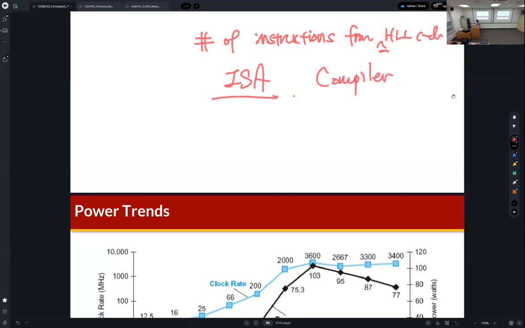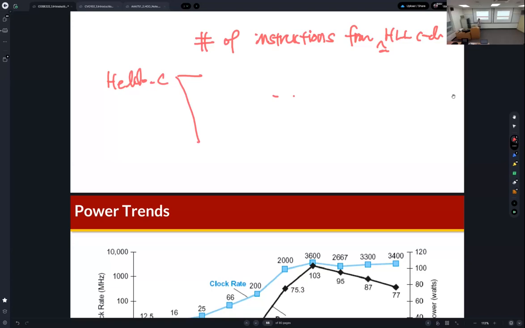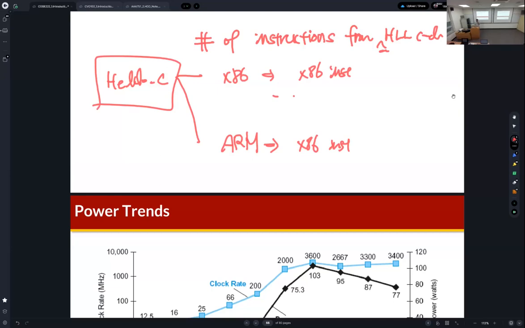Okay, so I will take an example. This is the same hello world code, hello.c. And then we can compile this high level language code using an x86 compiler, or we can compile it using an ARM compiler. Then instructions will be generated. The compiler will generate the instructions. So x86 instructions will be generated, and then ARM instructions will be generated. So this is the same program, but the ISA is different.